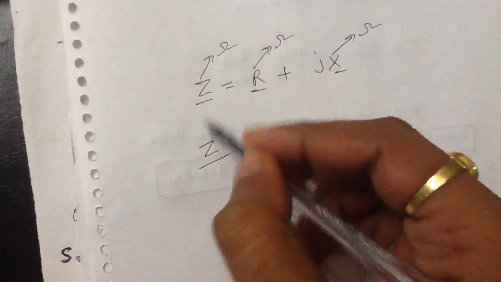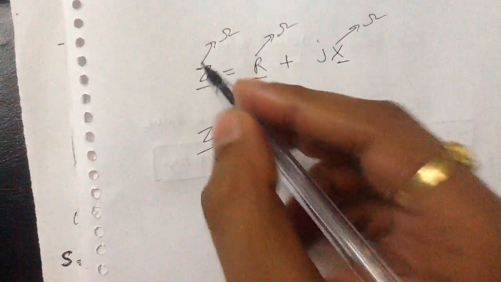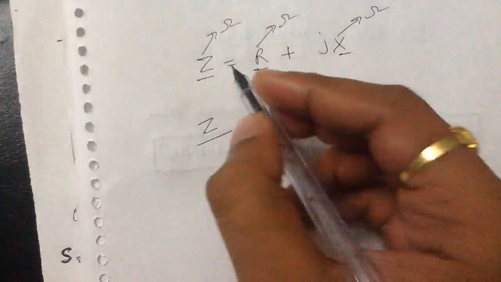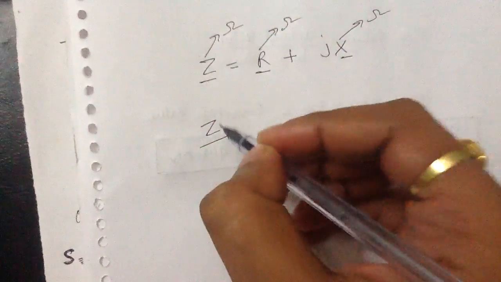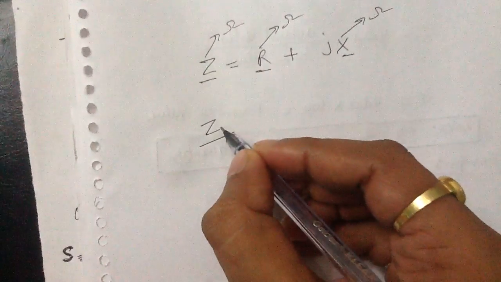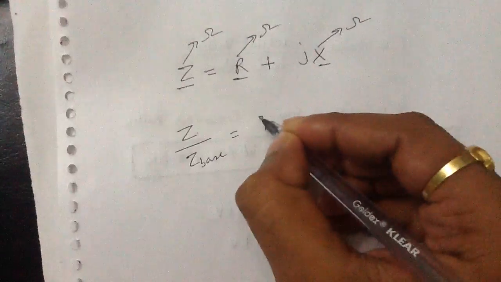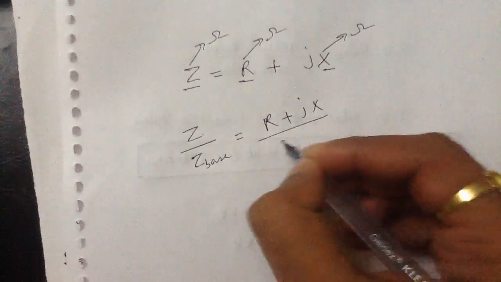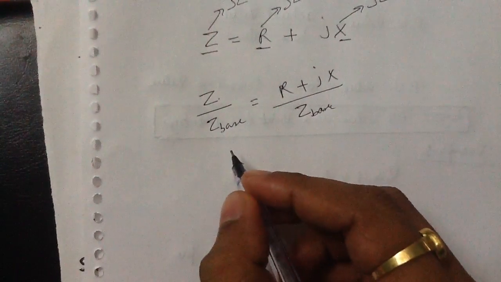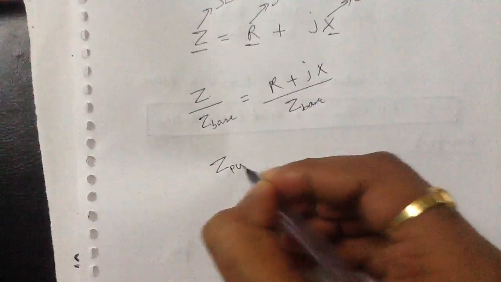Suppose I want to write this impedance value in per unit. According to the definition of the per unit, the per unit impedance will be the actual value of the impedance, which is this Z, divided by Z base. So the whole equation will get divided by Z base. See, actual value of the impedance divided by the base value of the impedance equals the per unit value of the impedance.